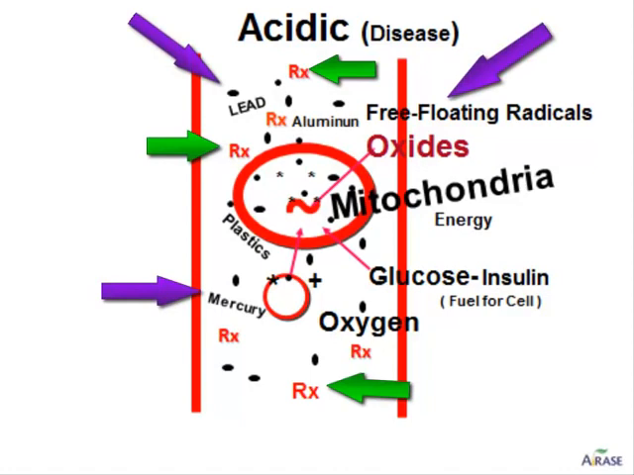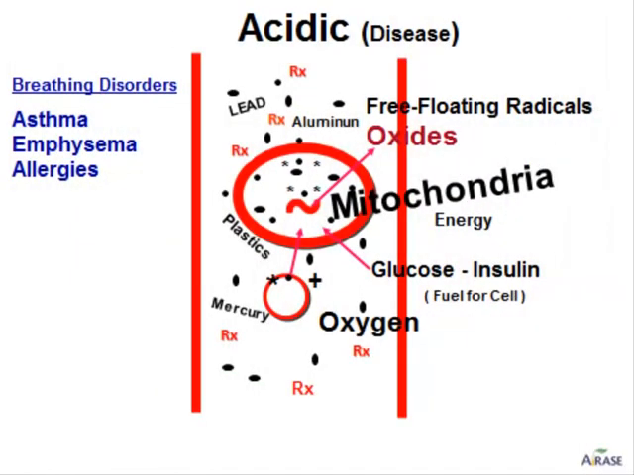However, the free-floating radicals and toxins that caused the problem in the first place are still in the blood. Now there is a dilemma. What is Johnny's future? Johnny can breathe better, but if the drug is taken away, Johnny can't breathe. So the drug perpetuates itself and Johnny becomes dependent. The doctor did not tell Johnny or his mother that Johnny is going to have breathing disorders. These breathing disorders include asthma, emphysema, allergies, and there are many other conditions.